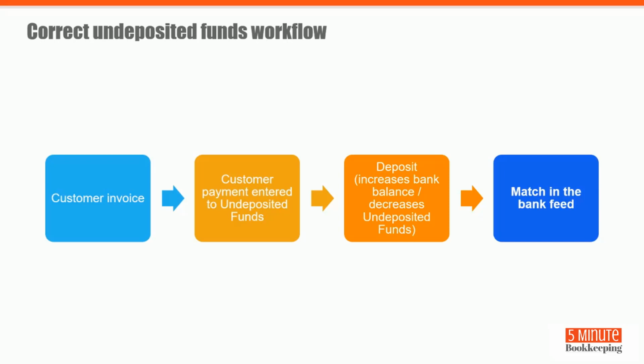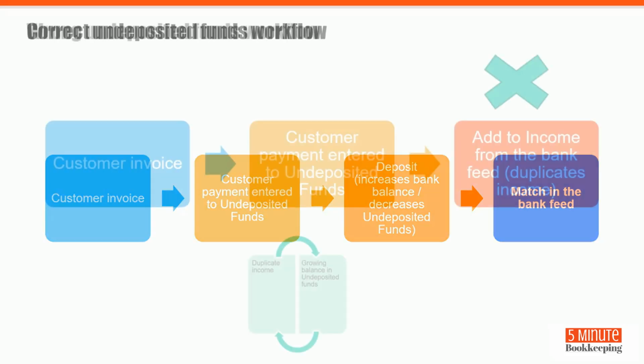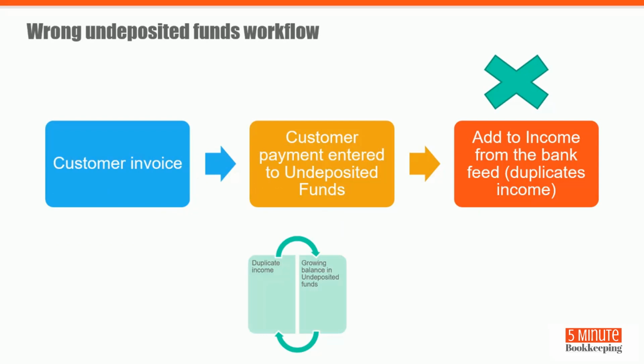So it starts with a customer invoice. Next, a customer payment is entered to undeposited funds, and then a deposit is recorded. That deposit will increase the bank account and it decreases undeposited funds. So when that deposit is entered correctly, it takes the balance out of undeposited funds. And then in the bank feed or in the banking transactions, we're going to match that transaction. So we saw how the correct workflow works.